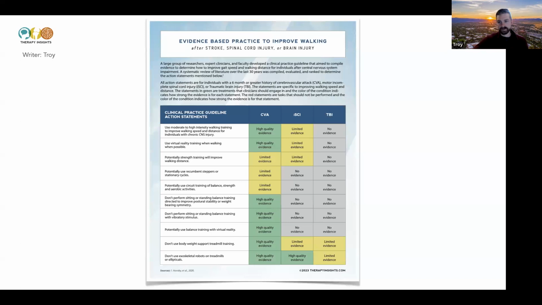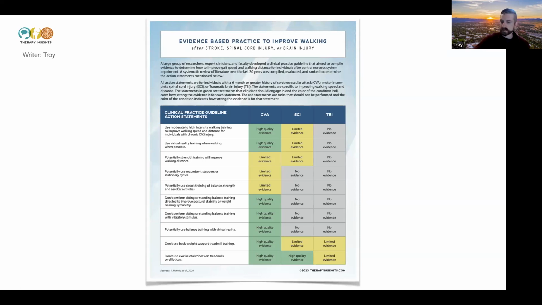So for folks after stroke, my guess is that that's just a very common condition. So I think there's probably just more literature that was available to discuss all of these action statements for that population as opposed to TBI and incomplete spinal cord injury. So when you've got a patient with goals of walking again and they fall into the diagnosis of stroke, incomplete spinal cord injury, or TBI, pull this resource out so that you know what you should and shouldn't be doing.